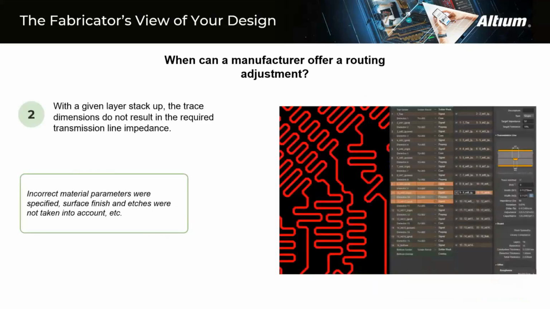This example considers the situations where the trace dimensions do not result in the correct transmission line impedance for a given stack up. However, in this instance, it is the fabricator that is proposing a change to the route. Typically, the trace width of the single ended signals along with the spacing in the case of differential pair.